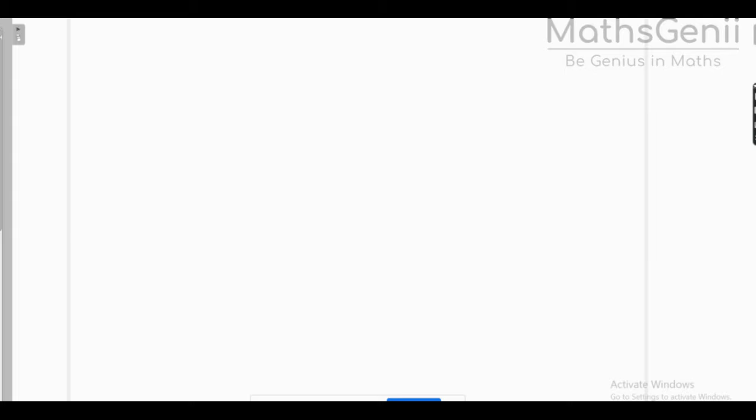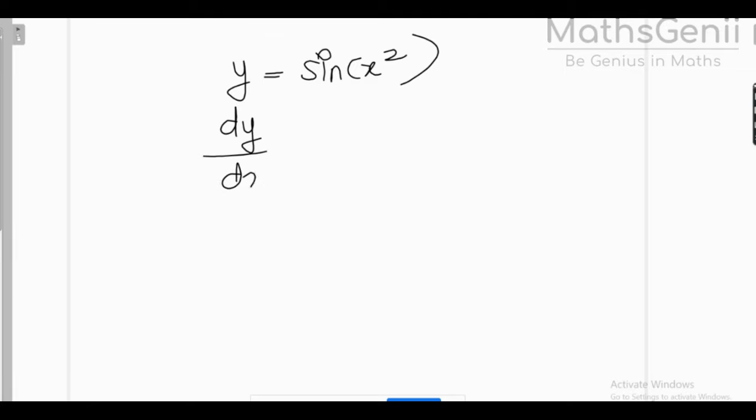So let me take one example of how to find the derivative of a composite function. Your question is y is equal to sin x square. Now I want to find dy by dx, that is the derivative. When you go back to your formula sheet, I'm sure you already have one. The derivative of sin x is what? Cos x, correct? So I'm explaining the chain rule also. This is called the chain rule.